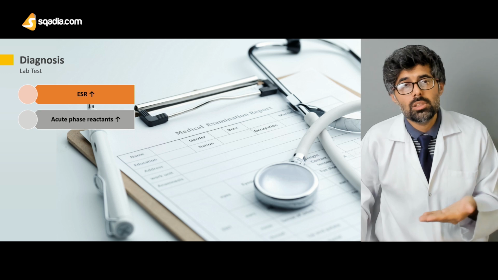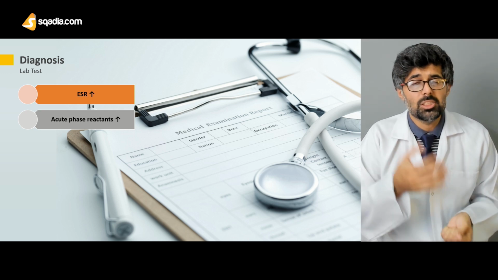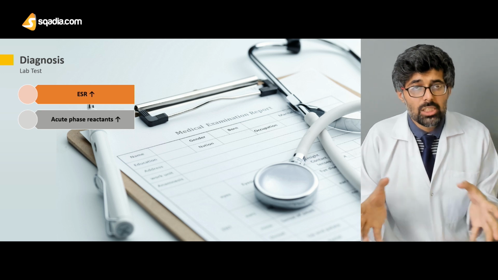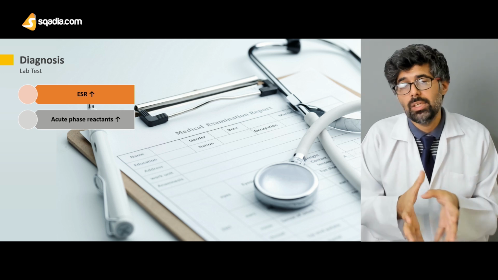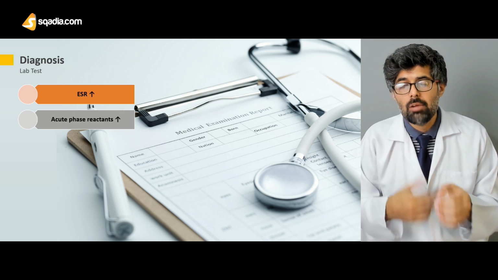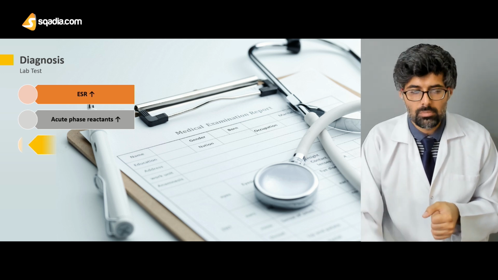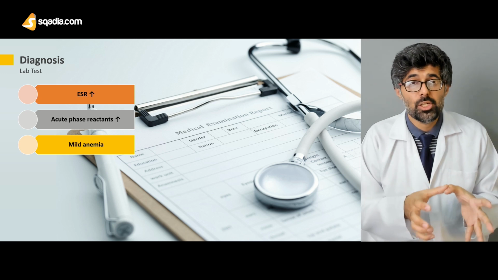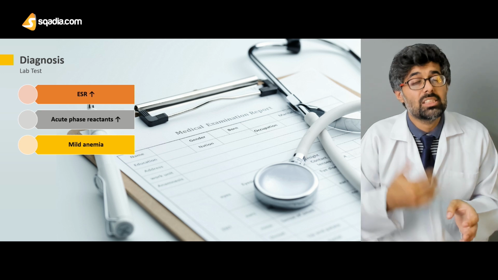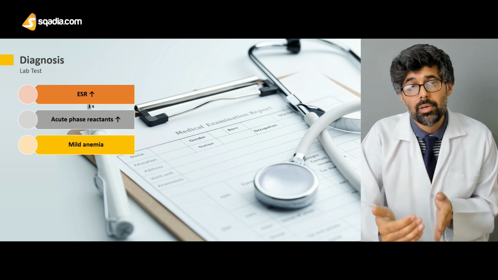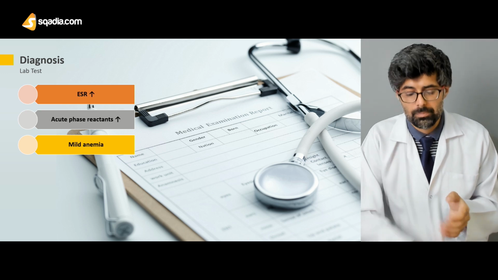Now, the positive ones are fibrinogen, ceruloplasmin, and C-reactive protein. C-reactive protein is the most common acute phase reactant which is performed, and you will find that all the positive ones will be raised. Next, we will find that the patient will have mild anemia, and that mild anemia is again due to the widespread sepsis and inflammation of the body.